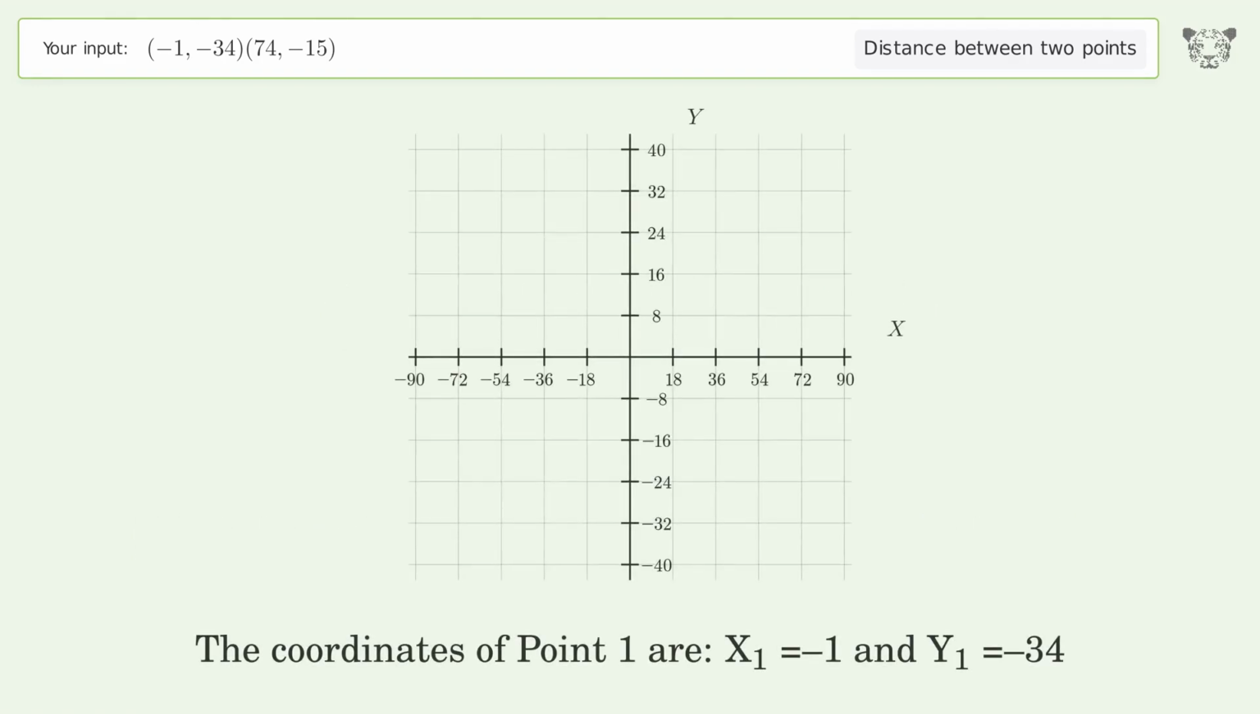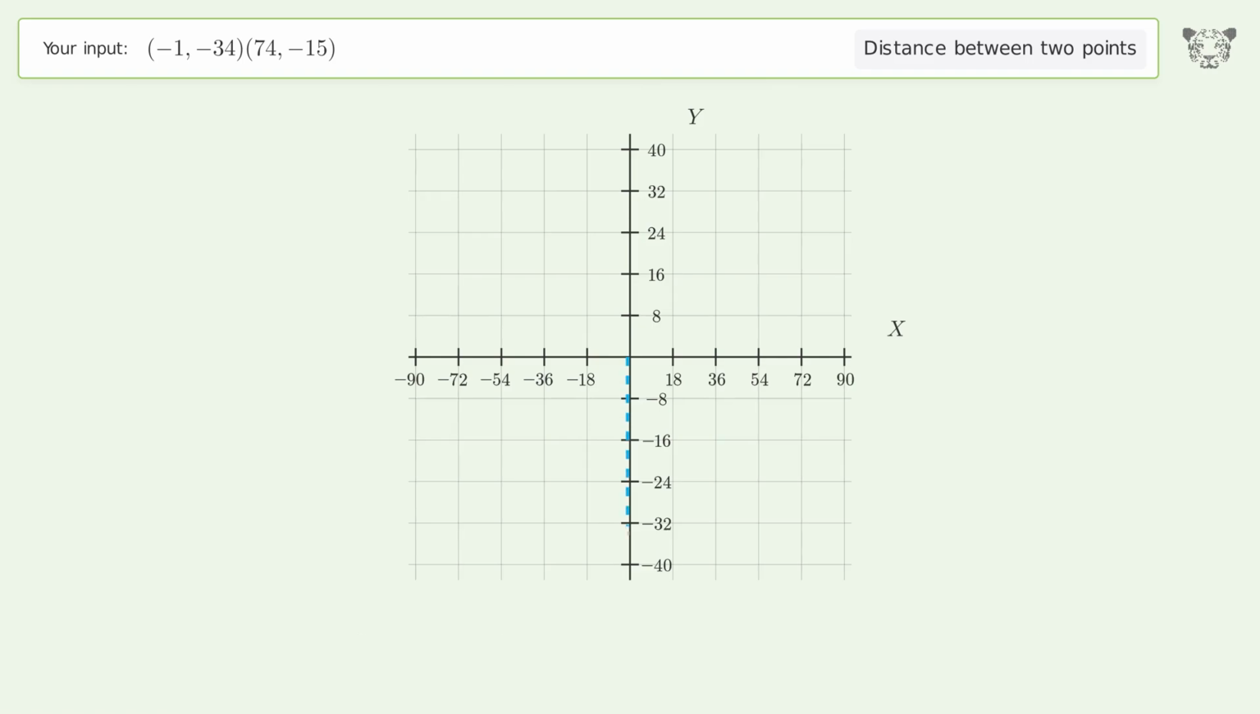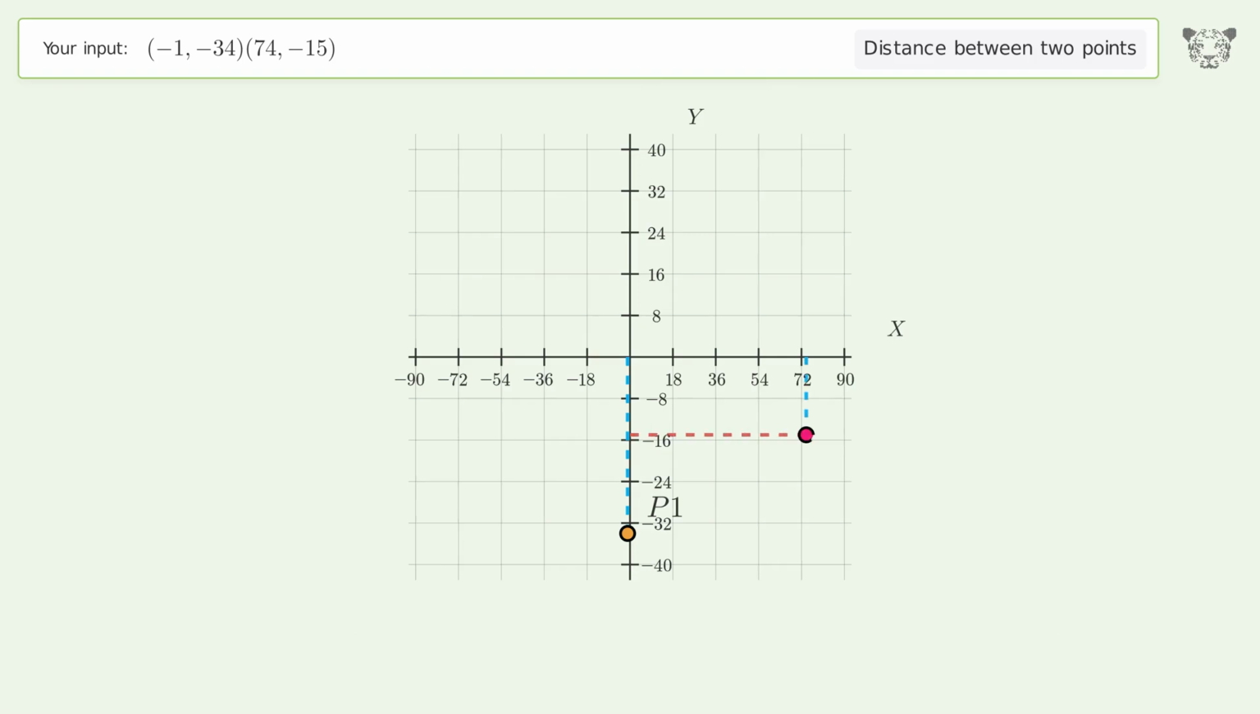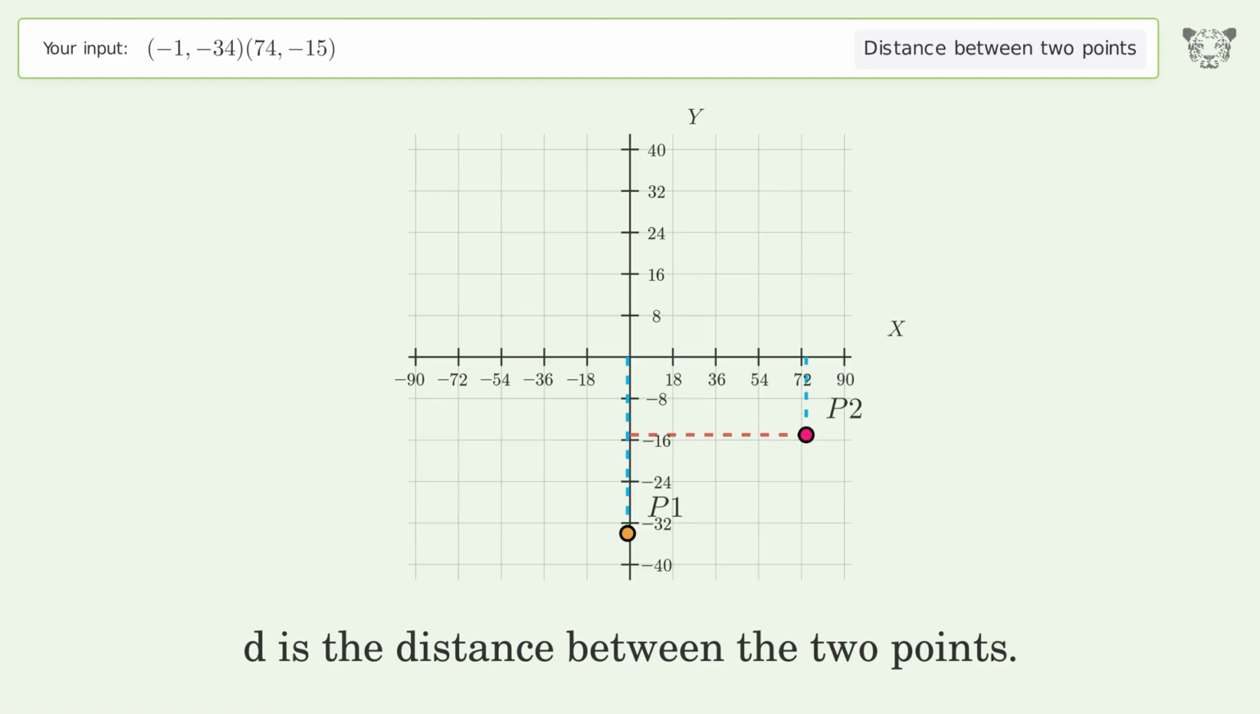The coordinates of point 1 are, x1 equals -1 and y1 equals -34. The coordinates of point 2 are, x2 equals 74 and y2 equals -15. D is the distance between the 2 points.